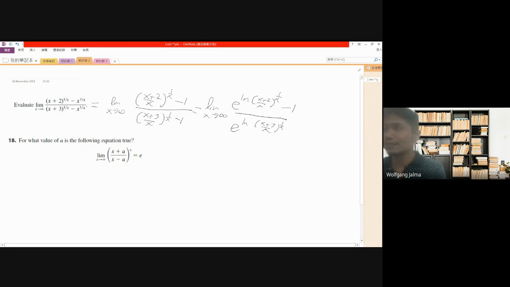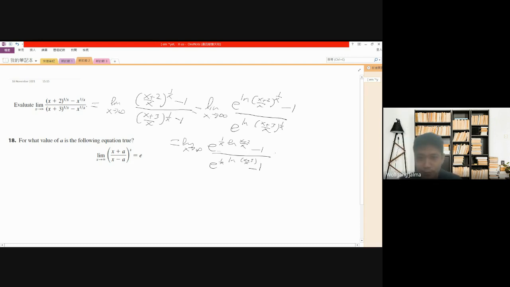Familiar, right? From this form, yes. So this one equals limit x to infinity of a to the 1 over x then x plus 2 over x minus 1 over a over x then x plus 3 over x minus 1. Okay, we do L'Hopital.